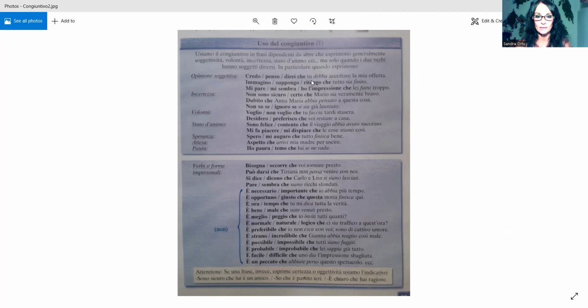Let's see the next one. I suppose that, suppongo che tutto sia finito. I suppose that everything has been done. Oh, sorry, not fatto, finito. That everything is finished. Not done. Some examples from this box. È necessario o è importante che io abbia più tempo. It is necessary or it is important that I have more time.